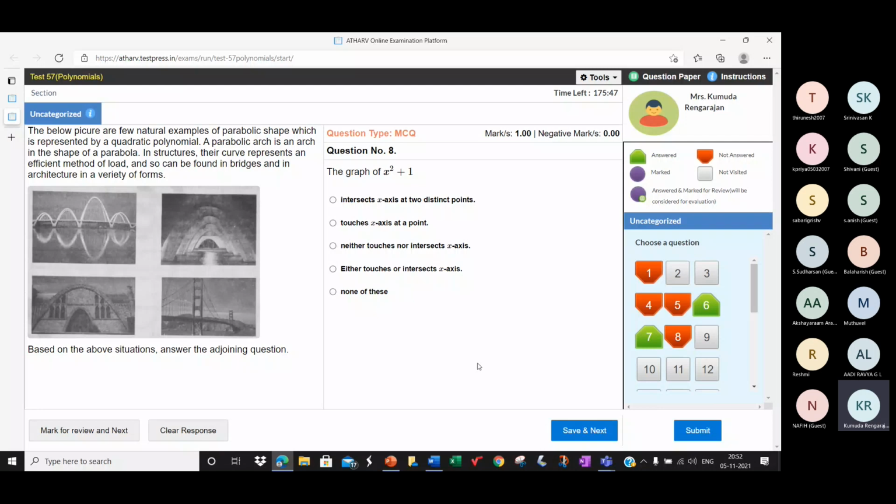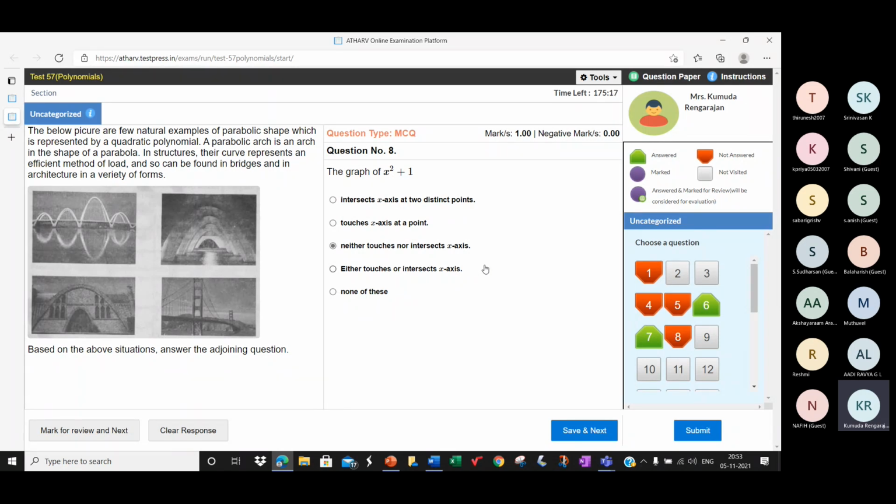So if it has no zeros, then it should not touch or intersect the x-axis. If the parabola intersects the x-axis at two distinct points, it has two zeros. If it touches the x-axis at one point, the quadratic polynomial has 1 zero.